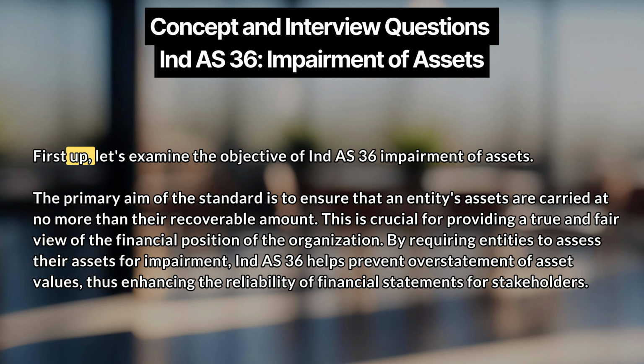First up, let's examine the objective of Ind AS 36, impairment of assets. The primary aim of this standard is to ensure that an entity's assets are carried at no more than their recoverable amount. This is crucial for providing a true and fair view of the financial position of the organization. By requiring entities to assess their assets for impairment, Ind AS 36 helps prevent overstatement of asset values, thus enhancing the reliability of financial statements for stakeholders.